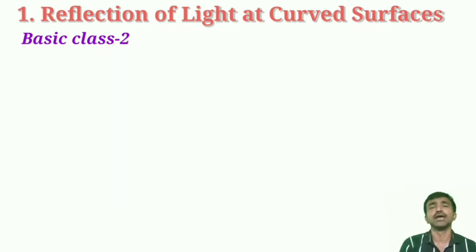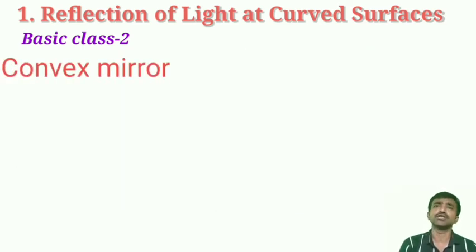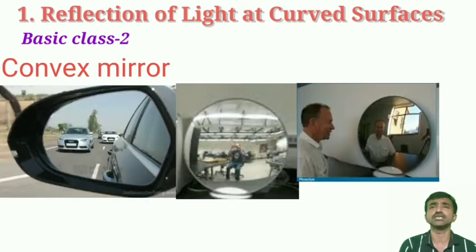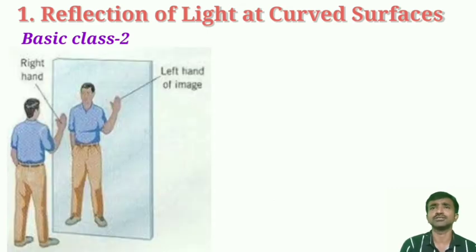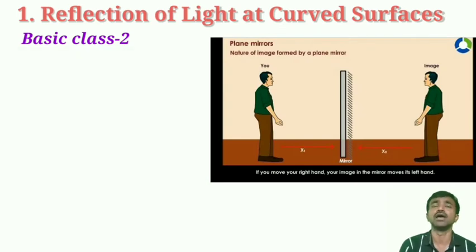Convex mirror here will show you your image at any distance as smaller. So this type of mirror is called a convex mirror. But here you may get a doubt about the plane mirror. It is also showing the image at any distance, but it is equal to the size of the object.